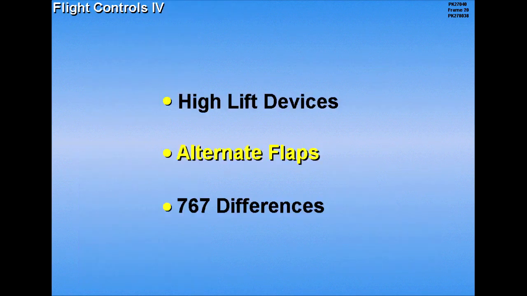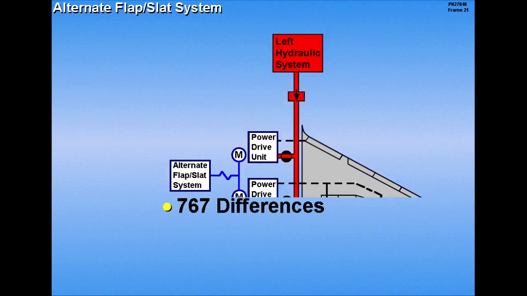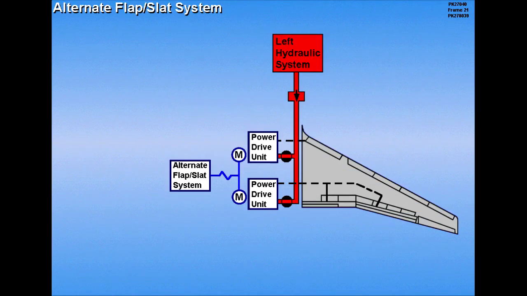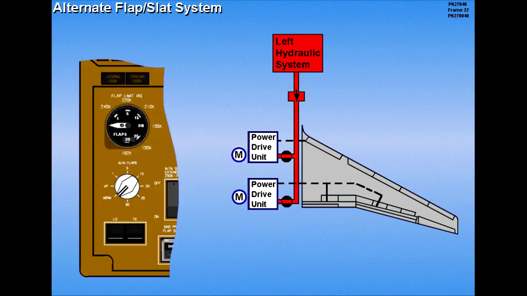The alternate flap system is next. The alternate flap system allows the power drive units to be operated by electric motors rather than hydraulic power. The system is armed with alternate flap-slat switches. Pushing the switches closes the leading edge and trailing edge hydraulic valves and arms the electric motors.